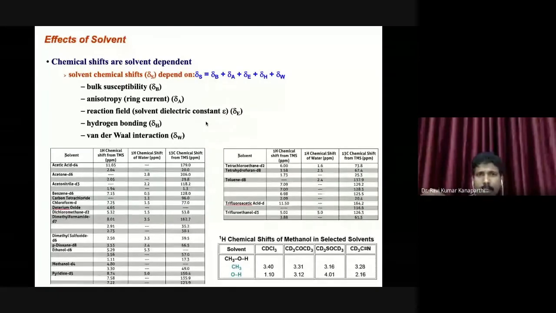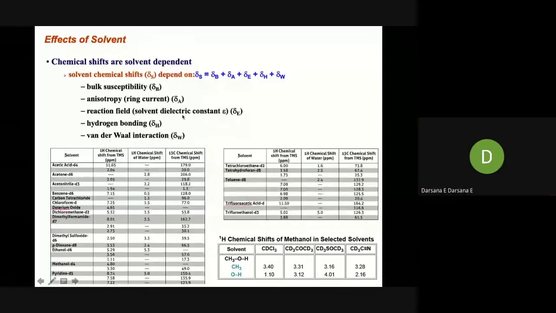Okay, so what kind of susceptibility is there? And then anisotropy, whether it is anisotropic or not, and reaction field. That means basically what is the dielectric constant of the medium, and then hydrogen bonding, whether it is there or not, and if it is there, to what extent, and van der Waals interaction. So all these are solvent parameters which can contribute to chemical shift.